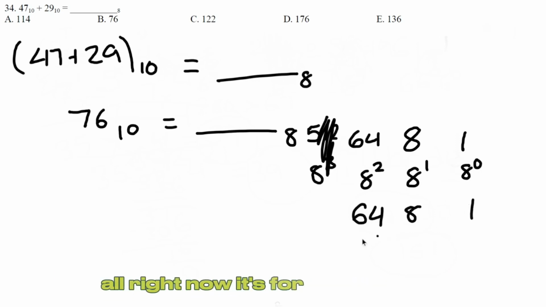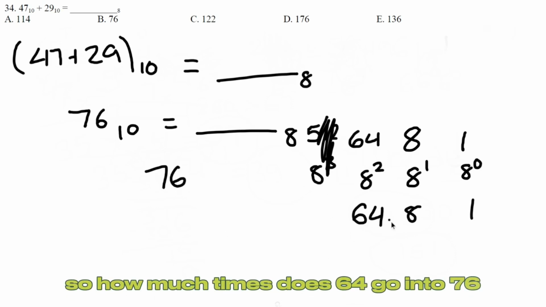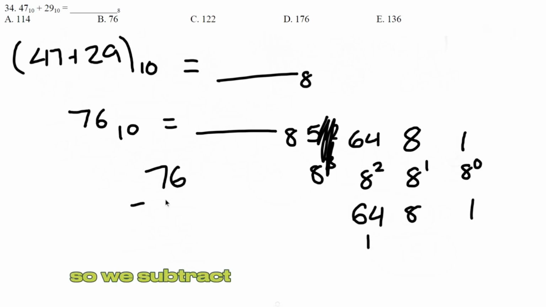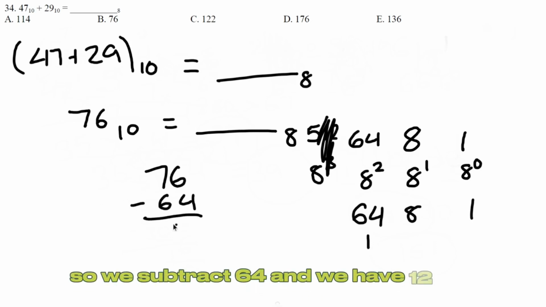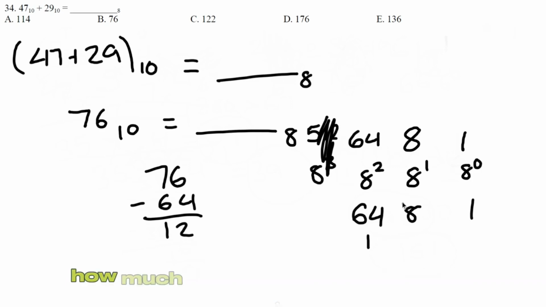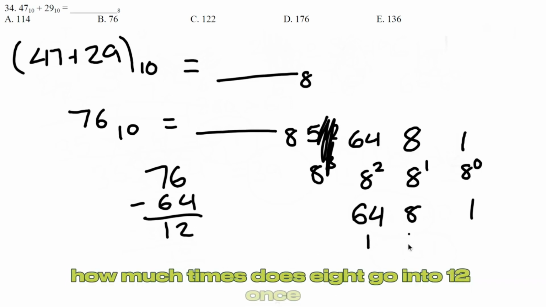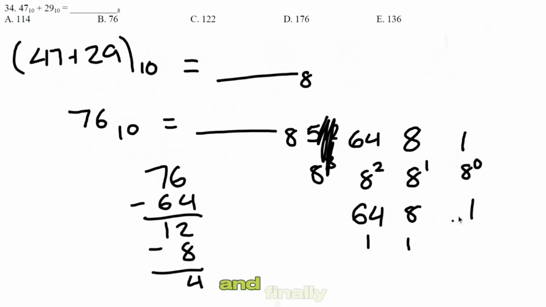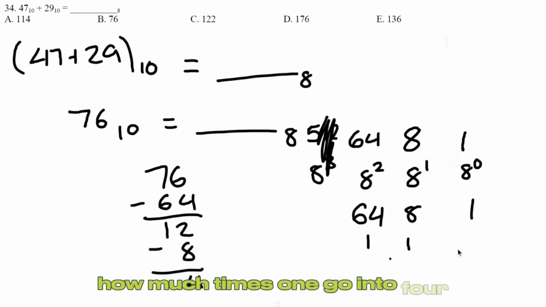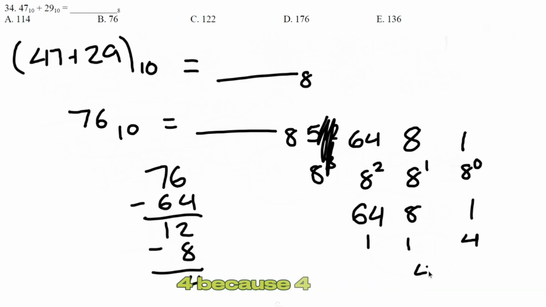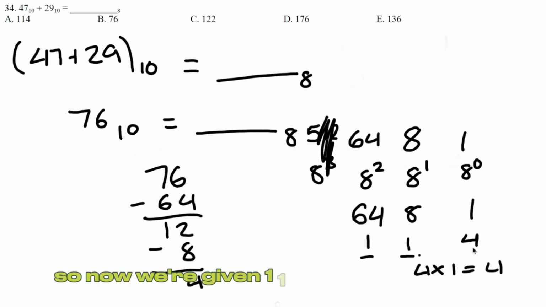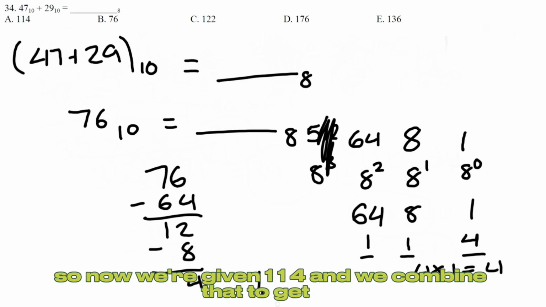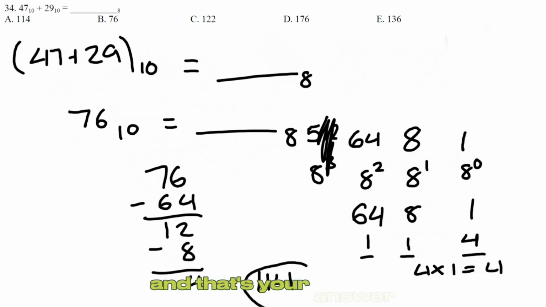Alright, now let's solve further. How many times does 64 go into 76? That's once. So we subtract 64, and we have 12 left over. How many times does 8 go into 12? Once. So we subtract 8, and we have 4 left over. And finally, how many times does 1 go into 4? 4, because 4 times 1 equals 4. So now we're given 1, 1, 4, and we combine that to get 114, and that's your answer.